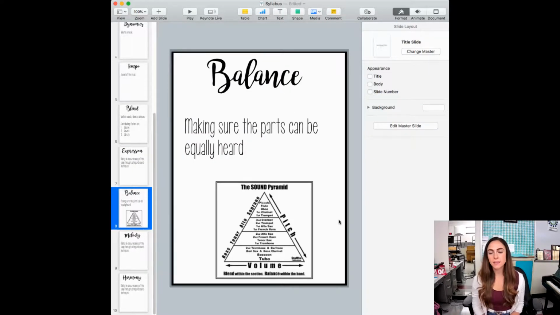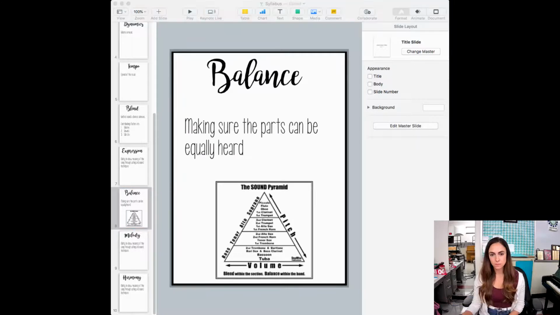Next, we have the concept of balance. Balance is the idea of making sure that all of the parts, soprano, alto, tenor, and bass, can all be equally heard. Sometimes we have poor balance in a choir if we only have 3 sopranos and 12 basses or something like that. Ideally, we would have equally balanced parts.